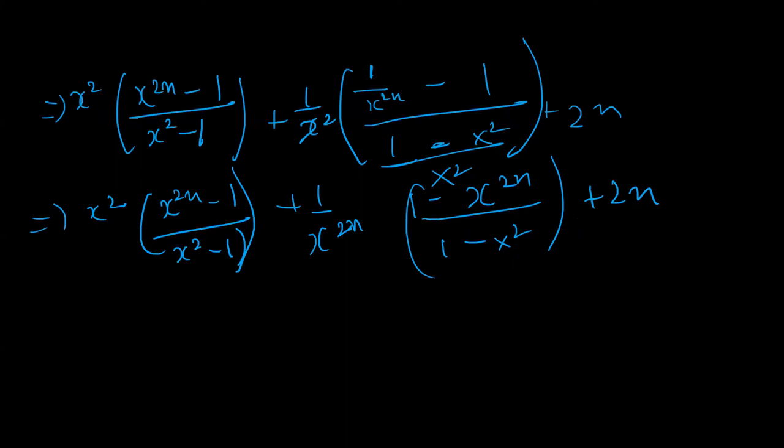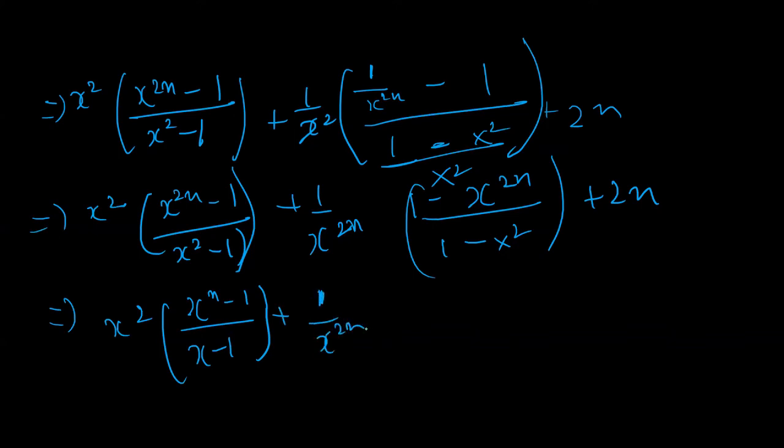Yeah. Did you? Yeah. Okay, so x square. Now what you will do is just take the minus sign from both the side. That will help us in solving. So it will become x square, x to the power 2n minus 1 upon x square minus 1, plus 1 by x to the power 2n. I want to make this similar to this. So taking negative sign from both of the terms common.